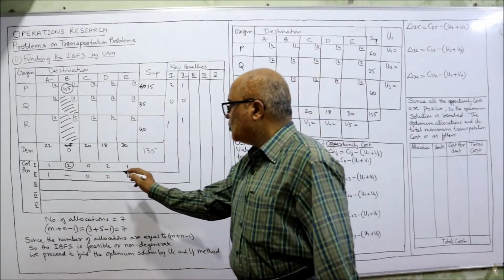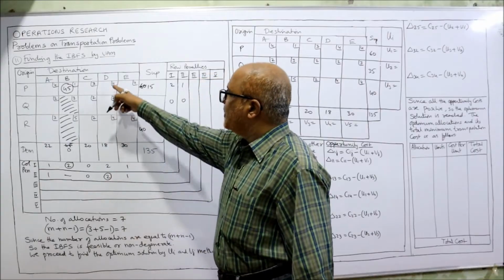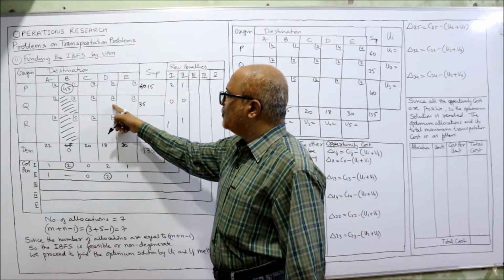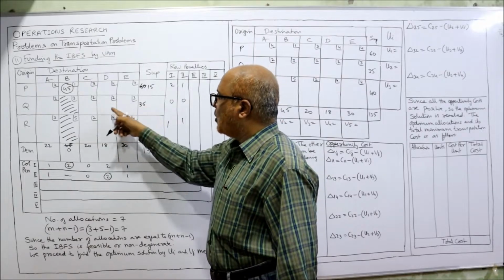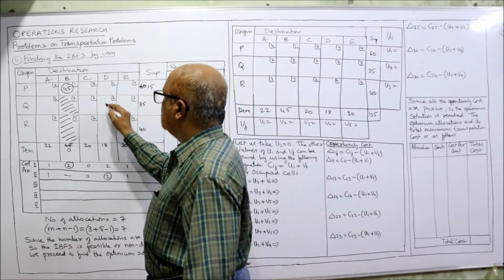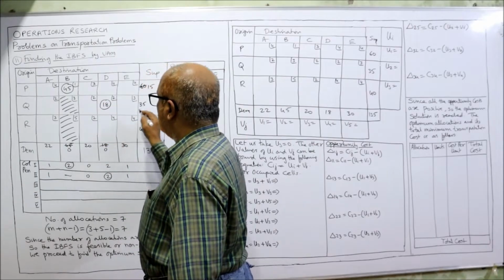Highest is 2. So select. Only once it is coming. So 2. In which column? D column. Minimum cost is 2. In this column minimum cost is 2. Row total 35, column total 18. So 18 is the minimum. So 18 we allot. 18 minus 18, 0.